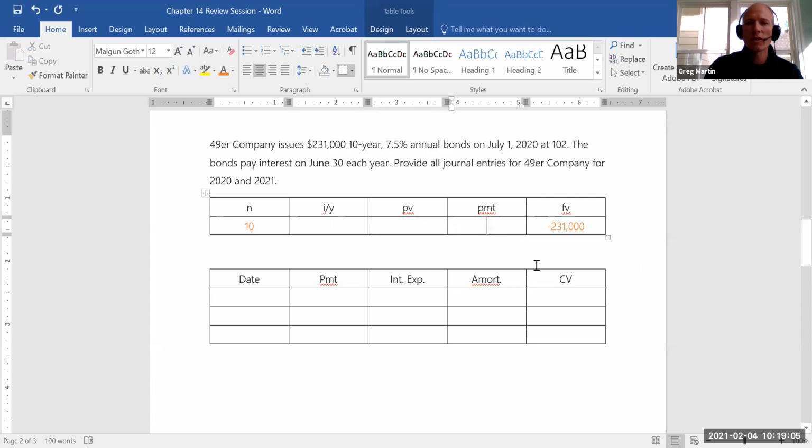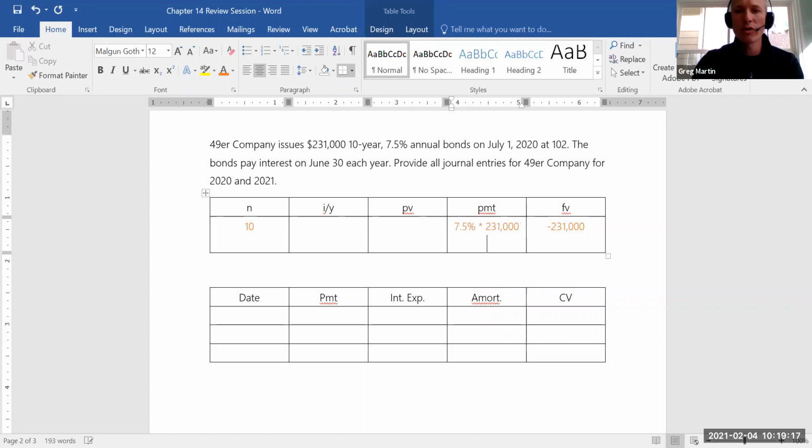So first of all, let's talk about the payment. The 7.5%, that's the bond rate. That's the stated rate on the bond. And so that tells you that the payment is 7.5% of the par value, which is 231,000, which means that the payment is $17,325. And the reason why I put a negative, again, is because 49er Company is making these payments. They're not receiving them, they're making the payments.